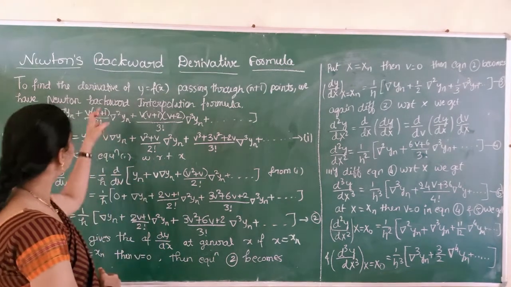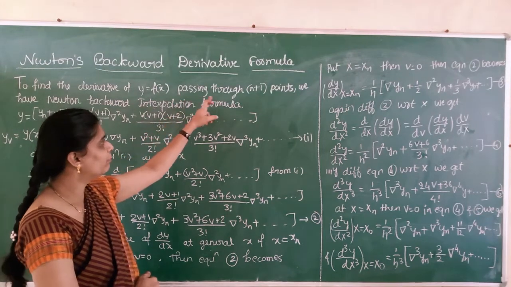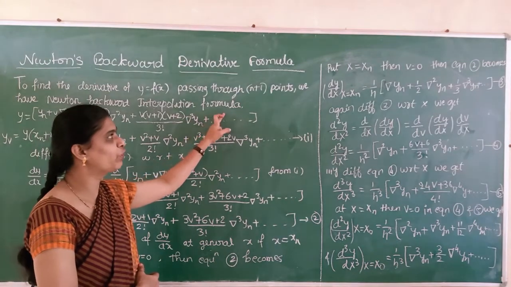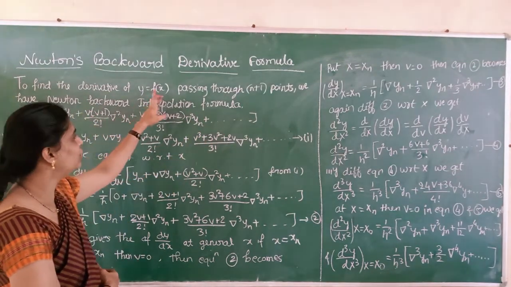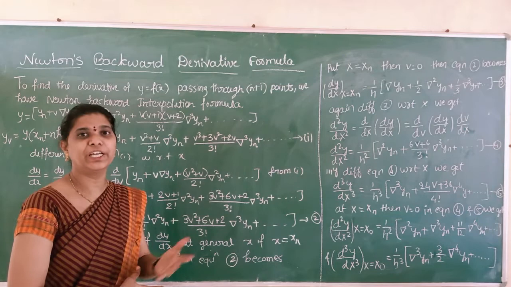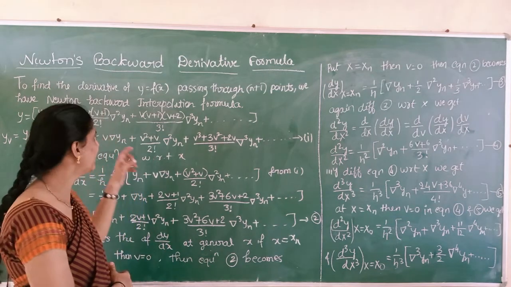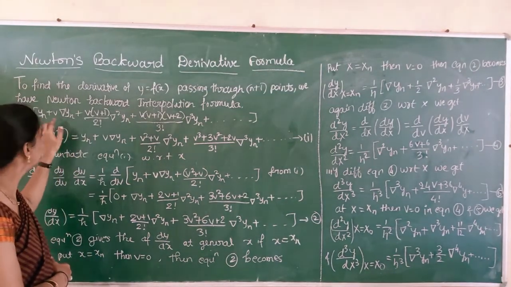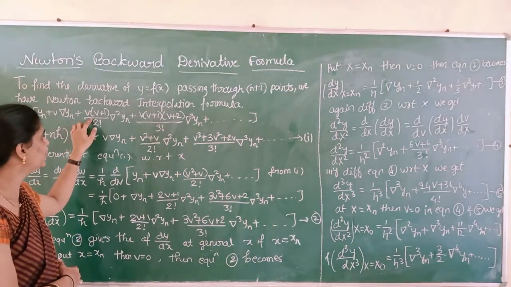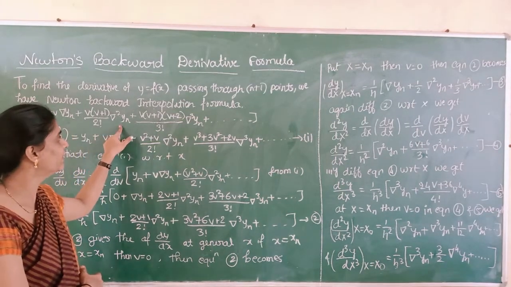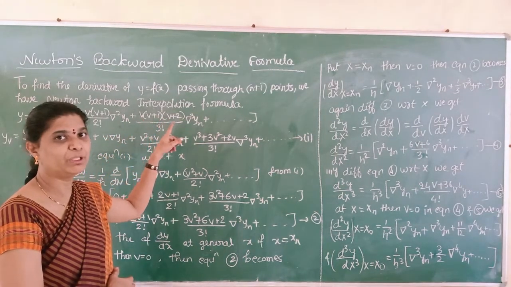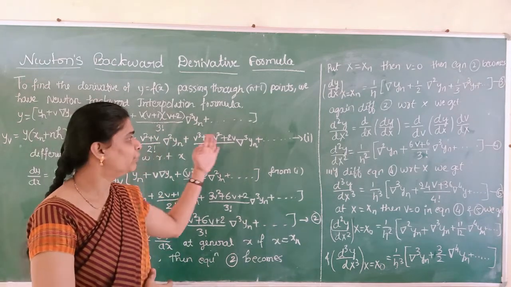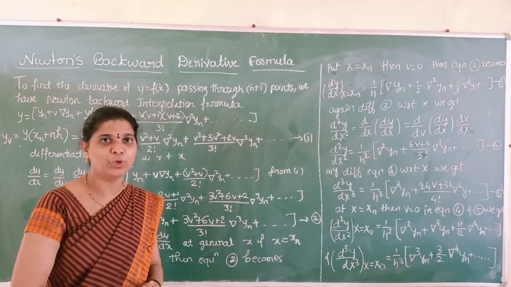Consider here y is equal to f of x be a function passing through the n plus 1 points. We have Newton's backward interpolation formula, because here the values of x have been taken at the end of the equation. So we apply here Newton's backward interpolation formula, that is y is equal to yn plus v del yn plus v into v plus 1 upon 2 factorial del square yn plus v into v plus 1 into v plus 2 upon 3 factorial into del cube yn plus so on. This is Newton's backward interpolation formula itself.